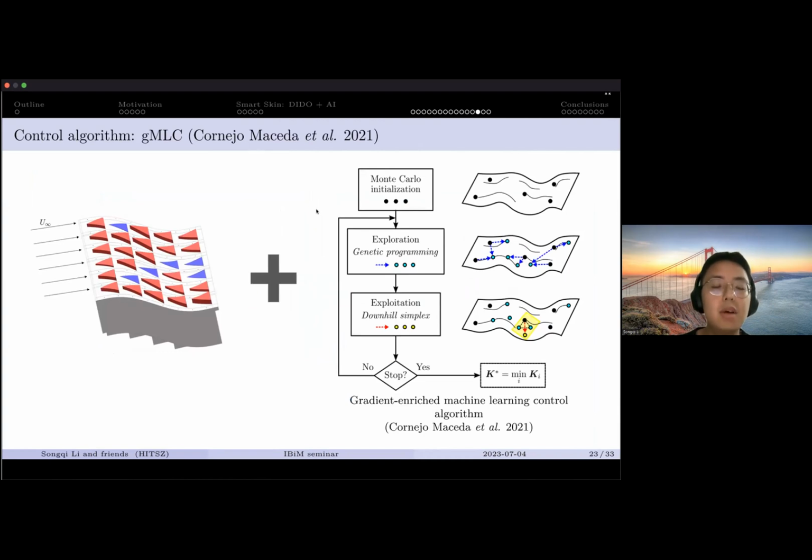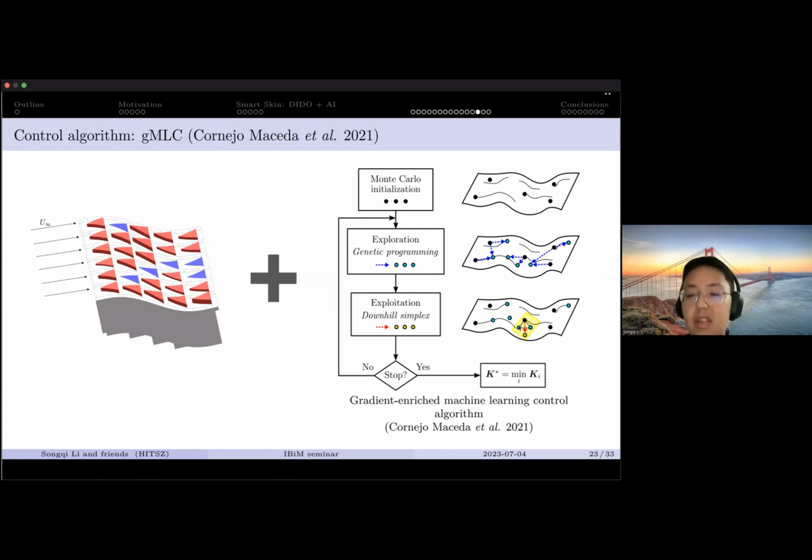And then I want to show another case, the closed loop control experiment using GMLC. This is just feedback control using the smart scan. And here I show the schematic of the controller, the gradient enriched machine learning control. This is basically based on genetic programming. And the one more thing I did based on the genetic programming is to perform the downhill simplex for the good individuals.